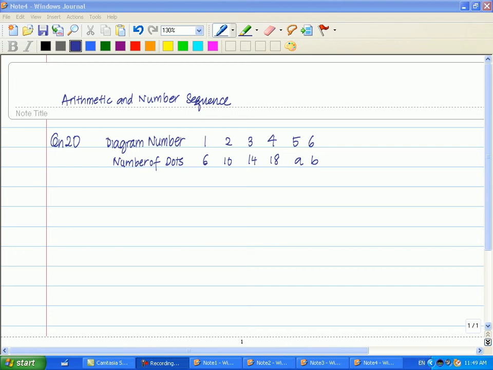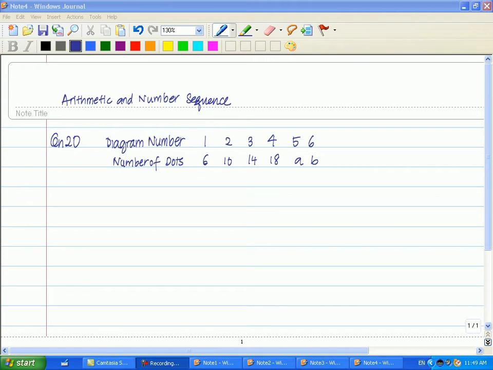Arithmetic and Number Sequence Part 2, Question 20. In this case, I have a certain diagram to look at which helps me to count the number, but I shall look at the tables or values. In my diagram, number 1, 2, 3, 4, 5, 6, and I have the number of dots 6, 10, 14, 18, and so on and so forth.